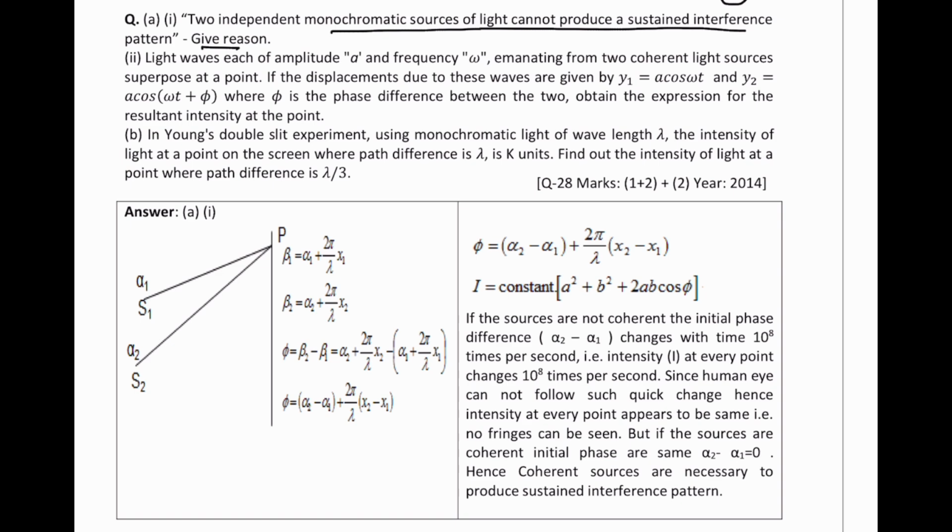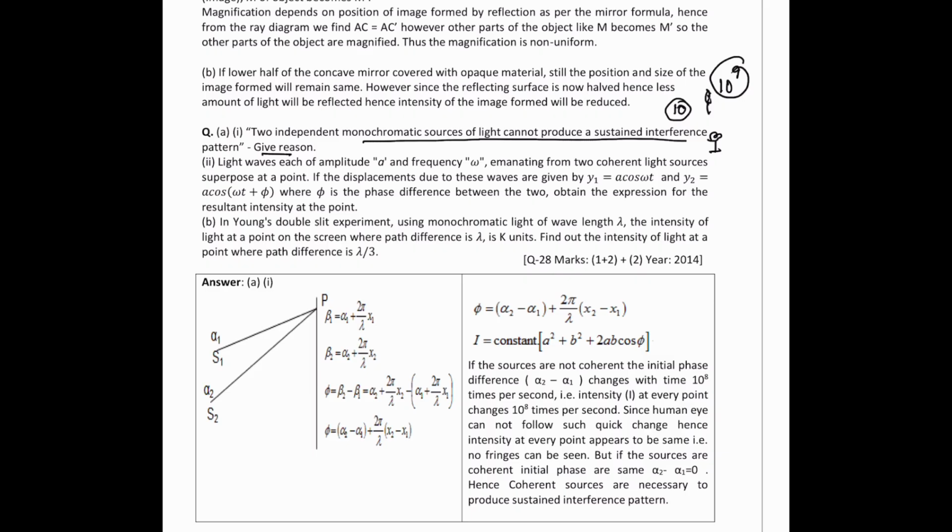Now, if these light sources are not coherent, for example two different bulbs, two different candles, or one candle and one bulb, these are non-coherent examples. The phase vibration is of the order of 10 to the power 9 times. The light coming from this and the light coming from this will have some initial phase plus the phase difference produced because of the path difference.